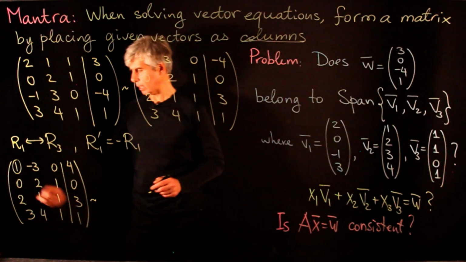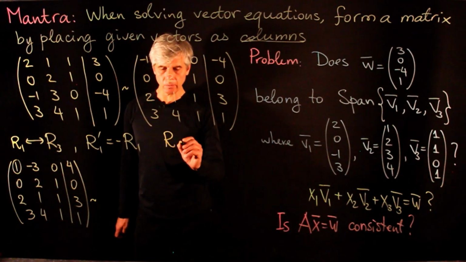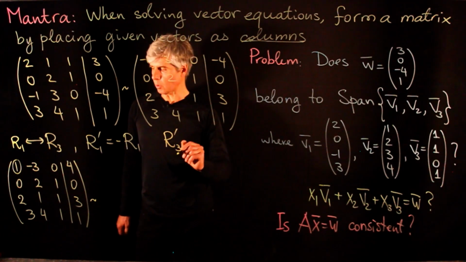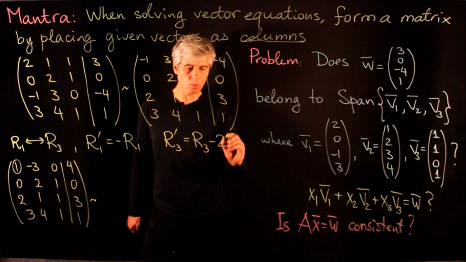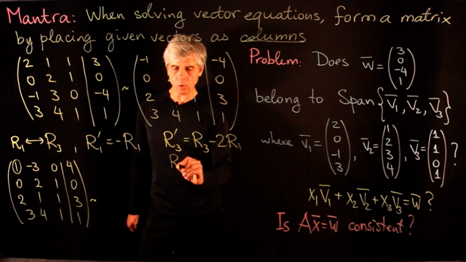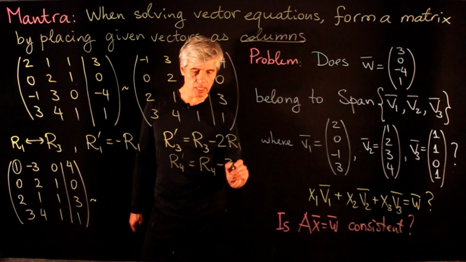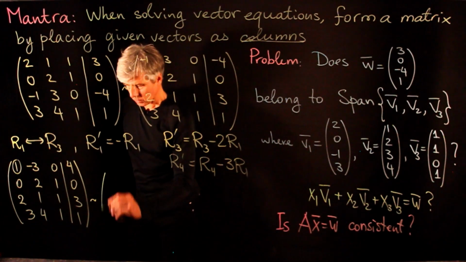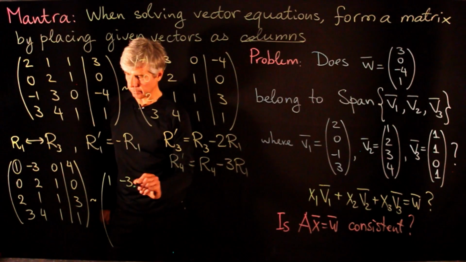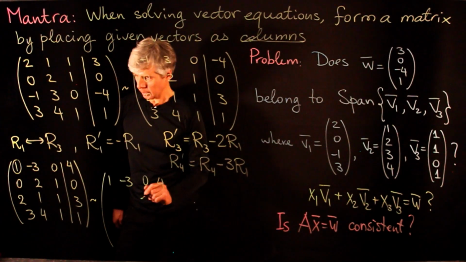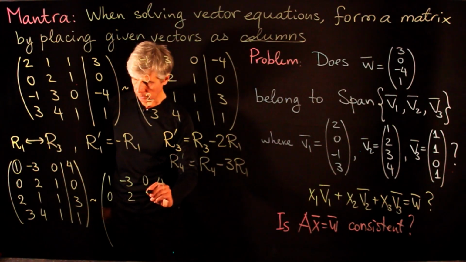So in the second row, we already have a 0. So what we need to do is take new row 3 is row 3 minus 2 times row 1, and new row 4 is row 4 minus 3 times row 1. So we get the following matrix. So the first row is unchanged, 1, -3, 0, 4. The second row is unchanged, 0, 2, 1, 0.